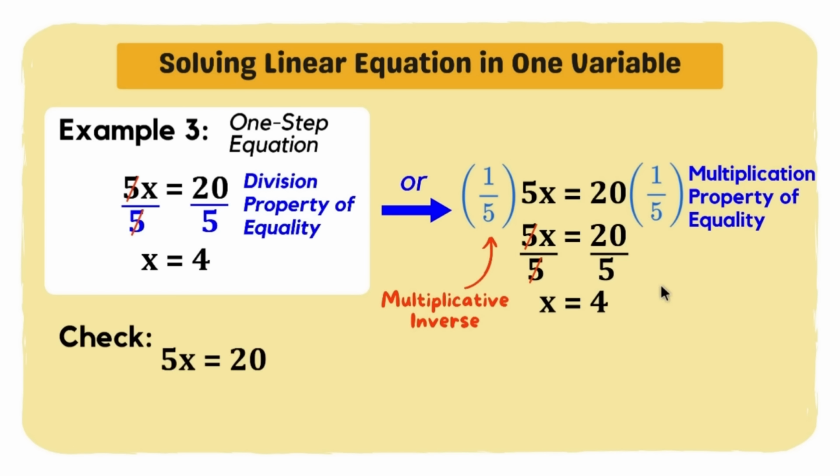Okay, let's check if the answer is correct. Since our x here is 4, let's substitute in the original equation. We have here 5x is equal to 20. Gagawin nating 4 si x. So, 5 times 4 is 20. So, 20 is equal to 20. Therefore, our answer is correct.